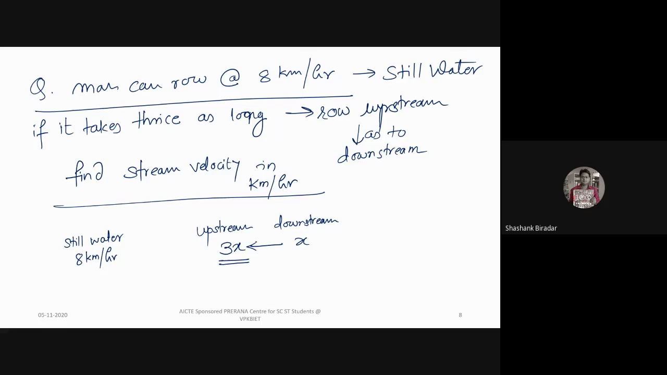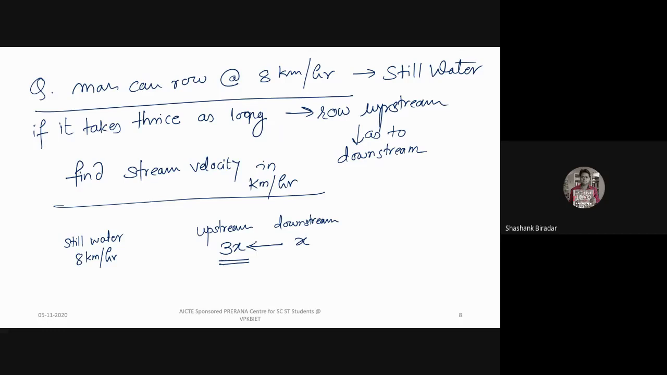So how? Just think this question. I'll read out once again. A man can row at 8 kilometer per hour in still water. It takes him twice as long to row upstream as compared to row downstream, then you find the stream velocity in kilometer per hour.